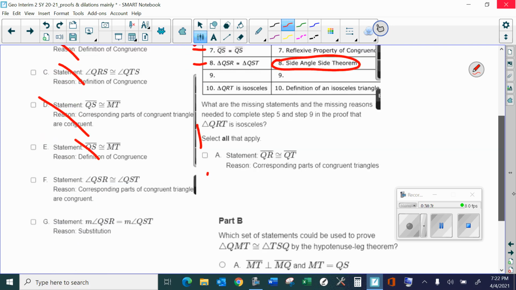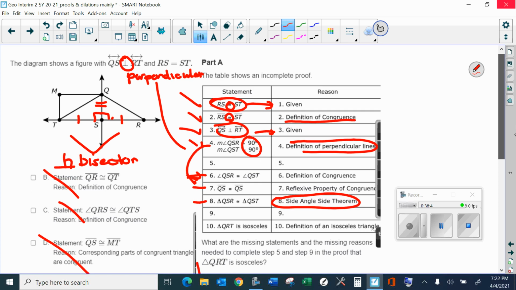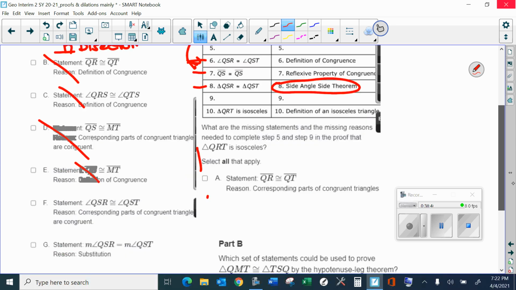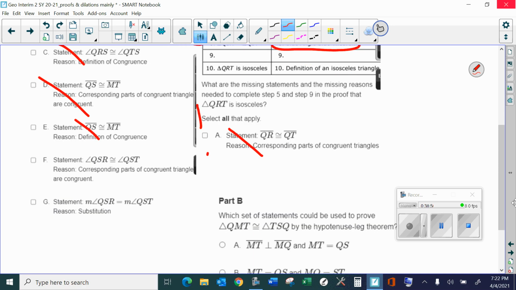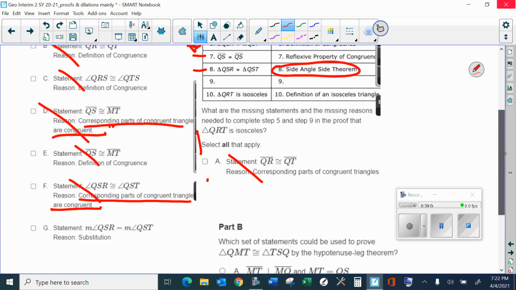QR is congruent to QT. Corresponding parts of congruent triangles. No, we haven't proven the triangles congruent yet, so it can't be that. Remember, when does corresponding parts of congruent triangles come into play? Notice how these keep using this justification. That can only be used after you prove triangles congruent. Where do they prove the triangles congruent?